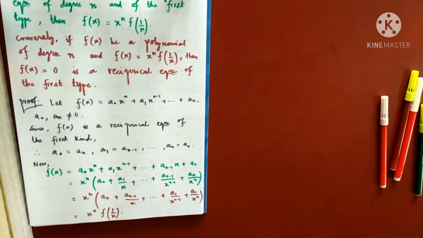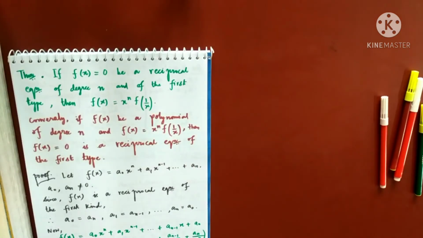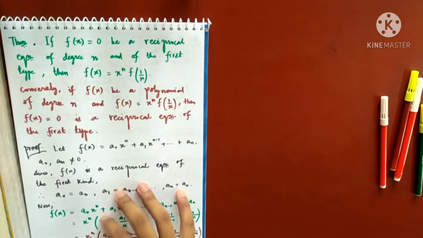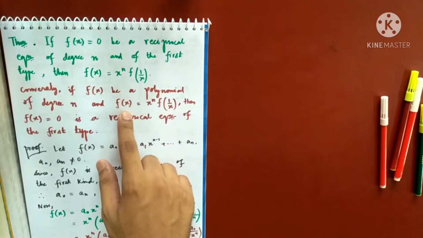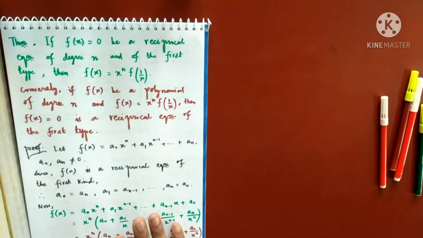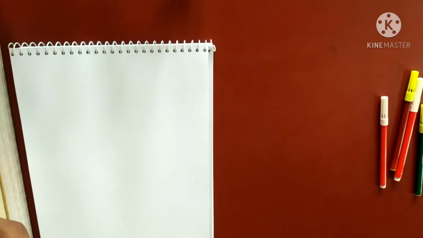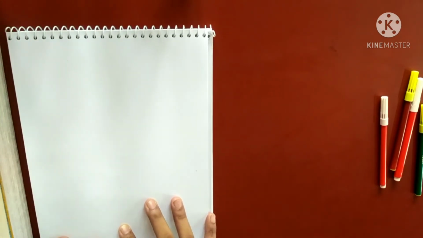Am I clear? So for the converse part, what are the things that have been given to us? If some polynomial of degree n can be written in this manner, then that must be a reciprocal equation of first type. So let's see if it is true or not true. Definitely it's true. We'll see how.